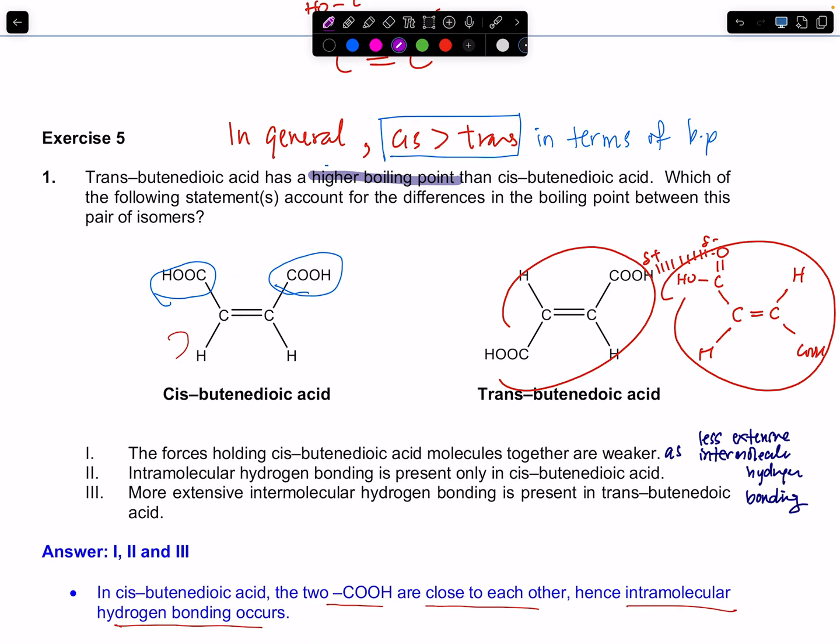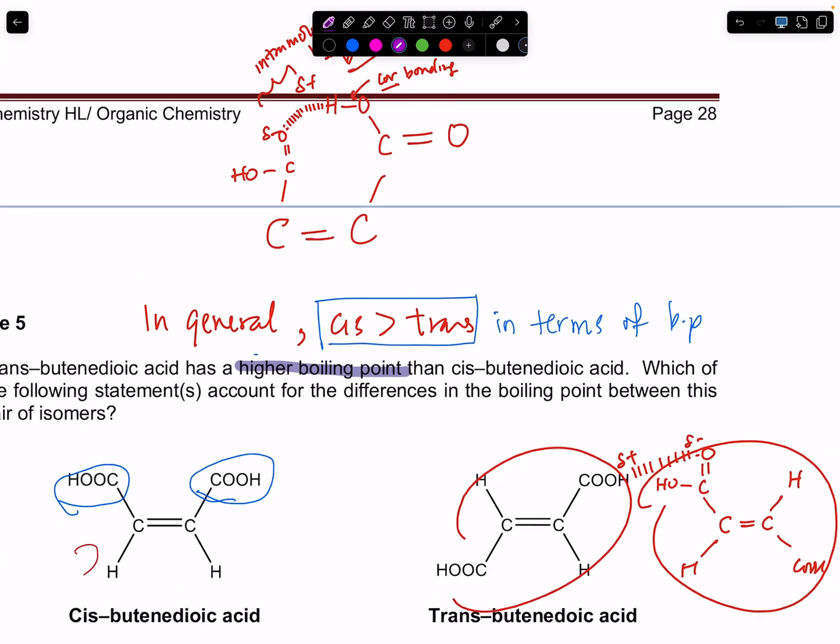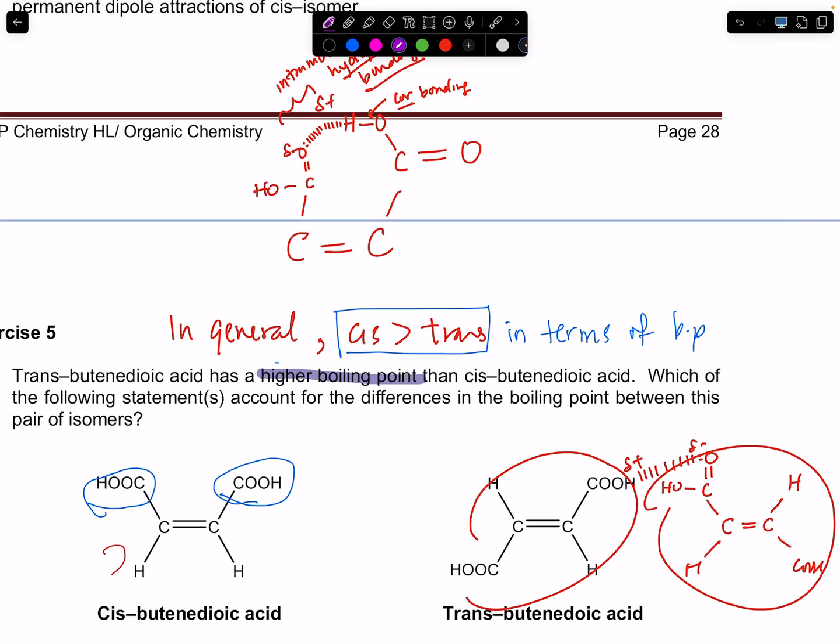Okay, so for exercise number 5, in general, guys, the cis isomer tends to be greater than the trans isomer in terms of boiling point. Agree or not? Based on the examples on page number 28. Yes? Are you all in agreement? Okay. However, if you take a look at exercise number 5, you do realize that they rotate the other direction. They said that trans-butenedioic acid has a higher boiling point than cis-butenedioic acid. To acknowledge to you that this is an anomaly.